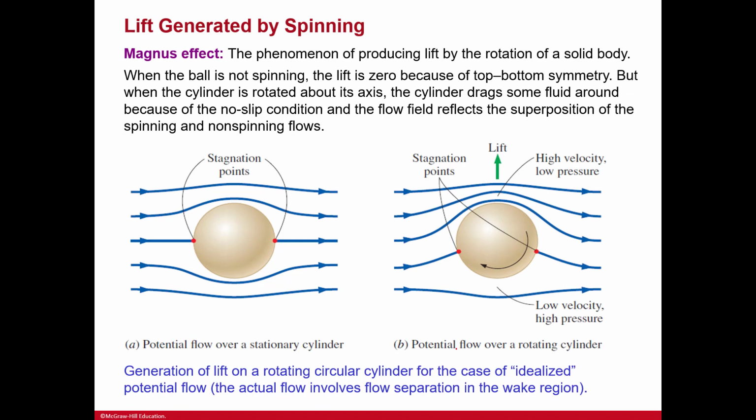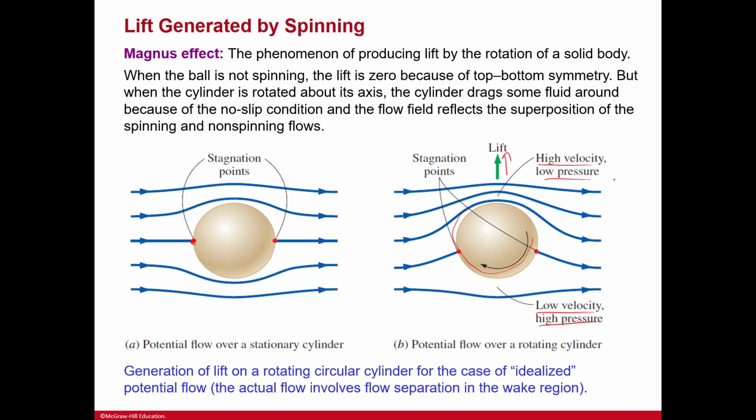So we can get lift generated by spinning. Here's A, potential flow over a stationary cylinder. You still have those stagnation points. And then B is the potential flow over the same cylinder, just in rotation, and you're experiencing some of this lift. And you still have those same stagnation points, but you have this low velocity, high pressure, and then coming over here, it kind of spins around and you get that high velocity, but then that drop in pressure. The Magnus effect is the phenomenon of producing lift by the rotation of a solid body.